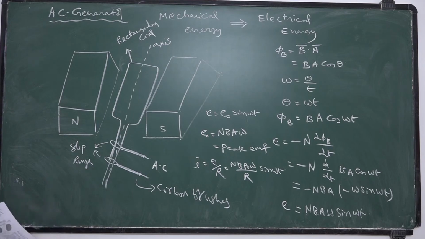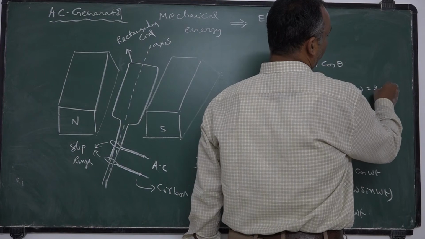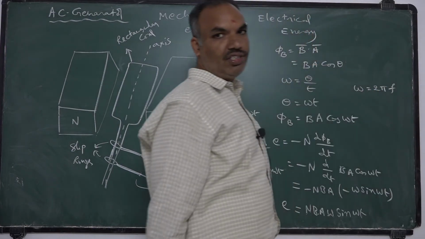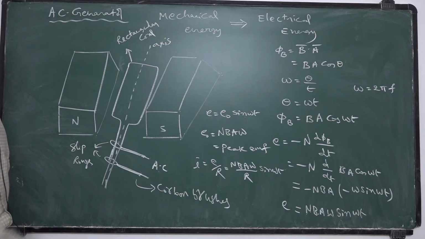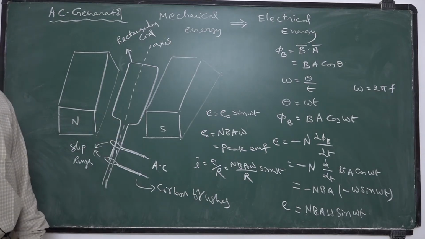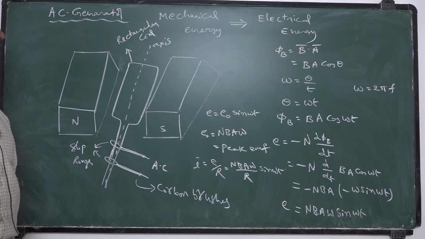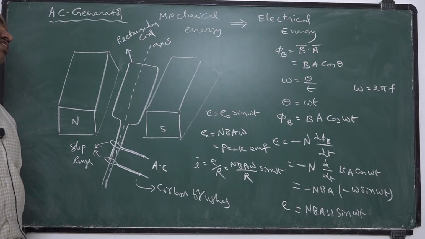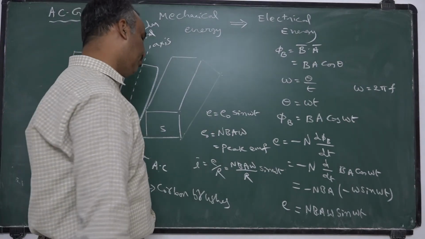Here omega you can take as 2 pi f. F is the frequency of rotation. Omega is the angular frequency of rotation. If the coil is rotating 10 times per second, the natural frequency is 10, then angular frequency is 2 pi into 10. By knowing that rotation frequency, you will get the strength of peak EMF developed, the strength of EMF developed as a function of time.